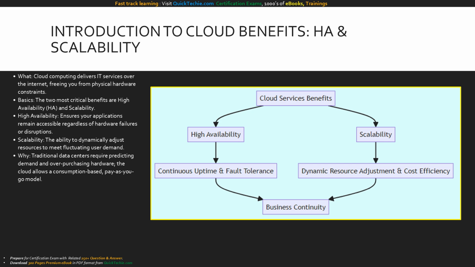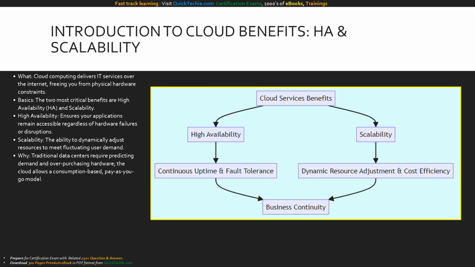Let us take a look at the diagram on your screen. It visually breaks down the core benefits we just discussed. At the top, we have the overarching umbrella of cloud services benefits. You can see it branching off into our two main focus areas for today, high availability on the left and scalability on the right. Notice how high availability flows directly into continuous uptime and fault tolerance. This represents the cloud's ability to keep your business running even when physical hardware fails.